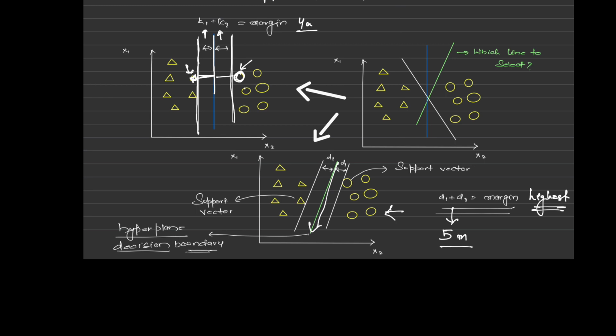So what will happen if I get a new data point, suppose I get a new data point that falls in this region, I will categorize it as a circle, and if it falls in this region, I will categorize it as a triangle. Okay.